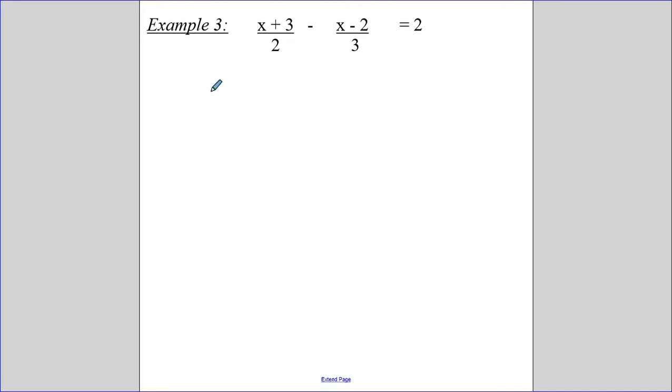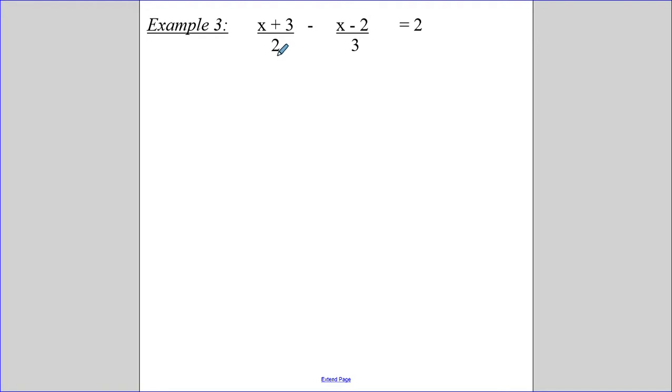Alright, so we've been solving these rational equations, and I'm going to do the same thing that we did before. I've got this over 2, and this with a 3 on the bottom, so I'm going to multiply by these numbers to get rid of the fractions. Now, I can multiply by 2 everywhere and by 3 everywhere, or I can look for the common factor between 2 and 3, the lowest common denominator.